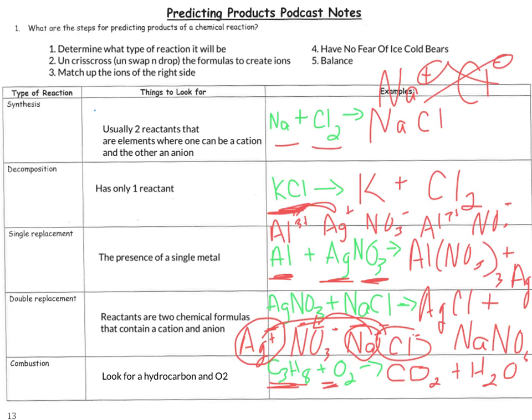The best way to do this is to practice. This is a little challenging, I know, but first identify, follow your steps, uncrisscross. Make sure you account for things that are diatomic. And then, of course, lastly, we're going to balance.